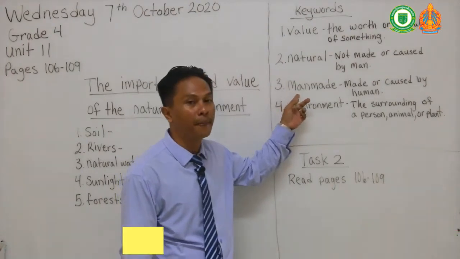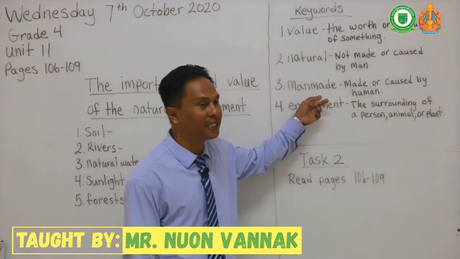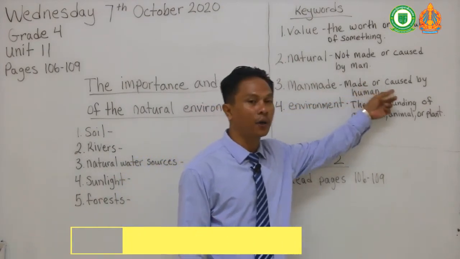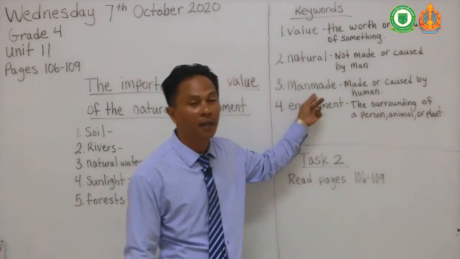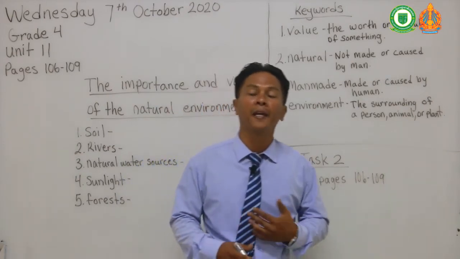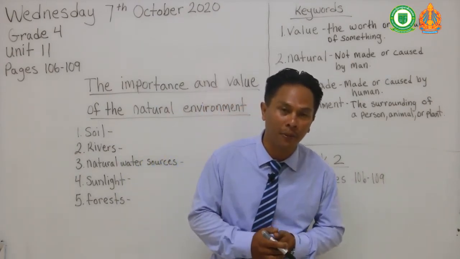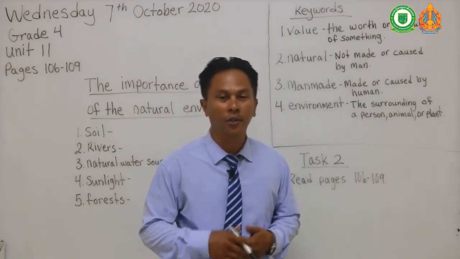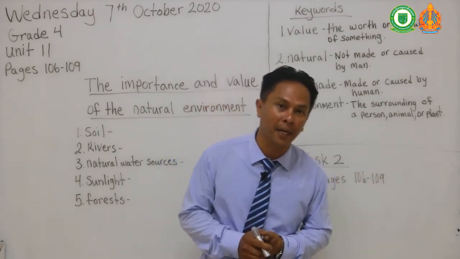Okay, and number 3, man-made. Man-made is actually the opposite of natural. Man-made, it's made or caused by man. So when we talk about man-made, it can actually be made by humans. For example, your cars, your house, those are all man-made. It could all be made by man.